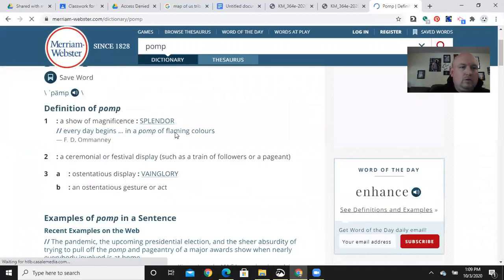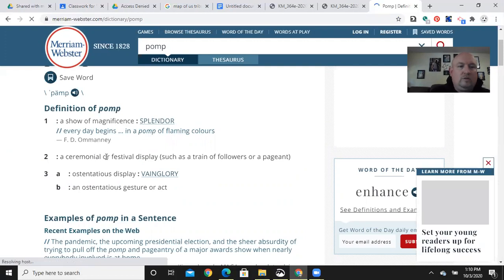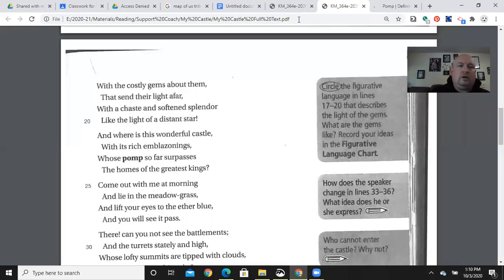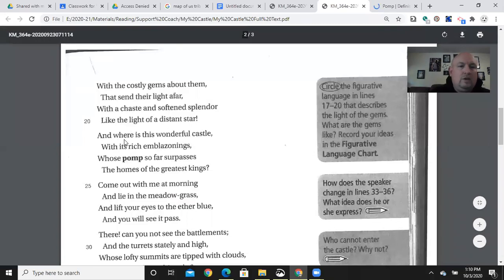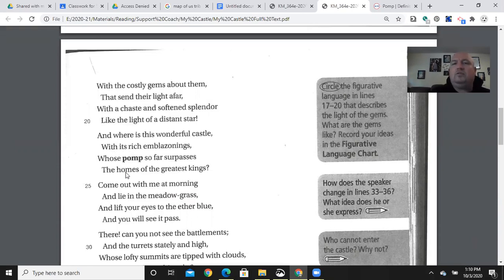All right. So the word pomp, a show of magnificence, splendor, a ceremonial or festival display, such as a train or flowers of a pageant, an ostentatious display. So we're going to go with splendor, and let's see if that works out in our sentence or in our stanza here. And where's this wonderful castle with its rich emblazonings, whose splendor so far surpasses the homes of the greatest kings? Yeah, that makes a lot of sense in this. So that's kind of how we use those context clues.